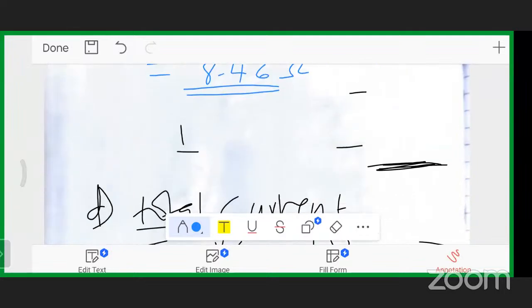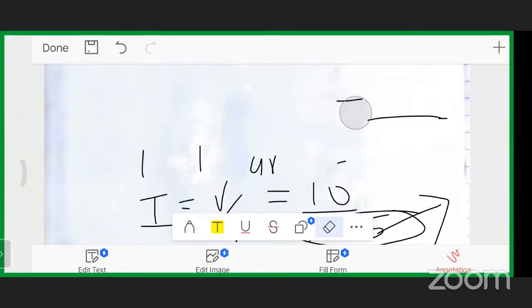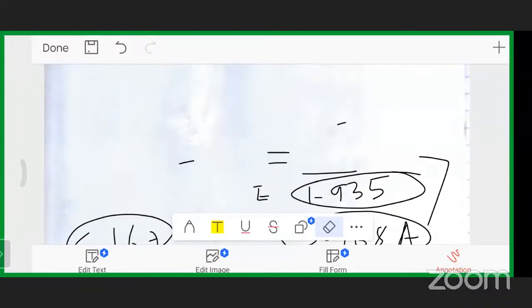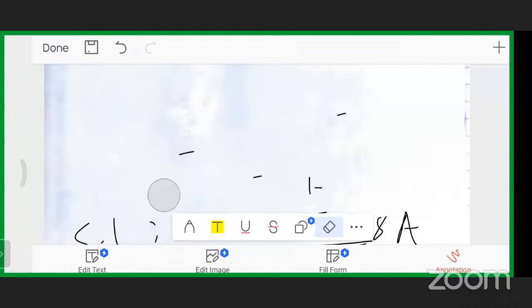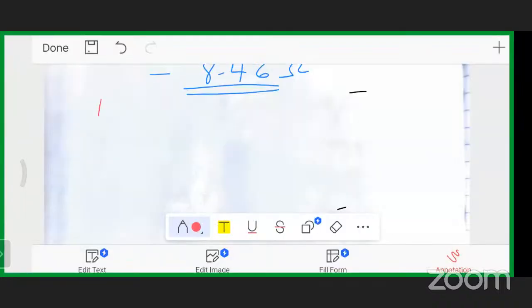So Roman 2 asks you to find the current flowing in the circuit through R. So we just want the current through R, or through the 0.4 ohm resistor. And let me raise more space here. So current through R, that is the 0.4 ohm resistor.